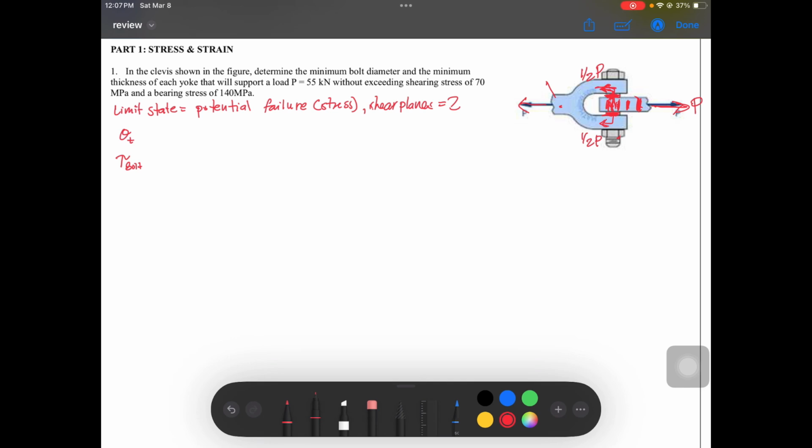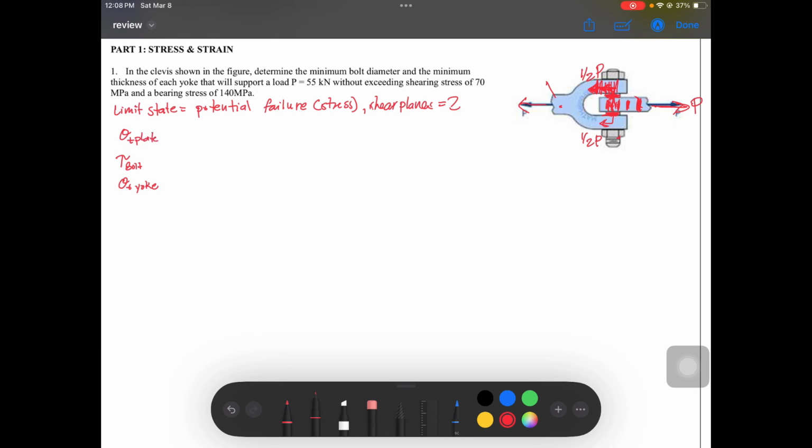So, pag dumaan yan dito sa clevis, ano ang stress o nangyayari dito sa load natin? Anong stress ang ginagawa niya sa clevis? So, may tension siya dyan. Normal force. So, nag-tension siya dyan. Tension stress siya doon. So, may tension stress ang yoke natin. Ito, yung una, tension stress ng plate.